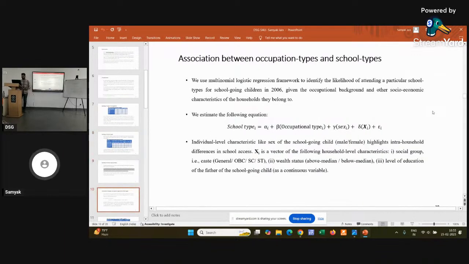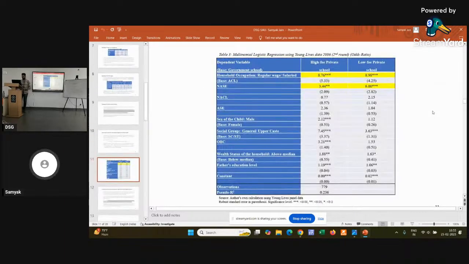So when I ran a logit regression, I found that, as expected, children from salaried households and non-agricultural self-employed households were more likely to attend high-fee private schools. They were also more likely to attend low-fee private schools. And children from low-categorized households were not able to access these schools after controlling for different socioeconomic categories.